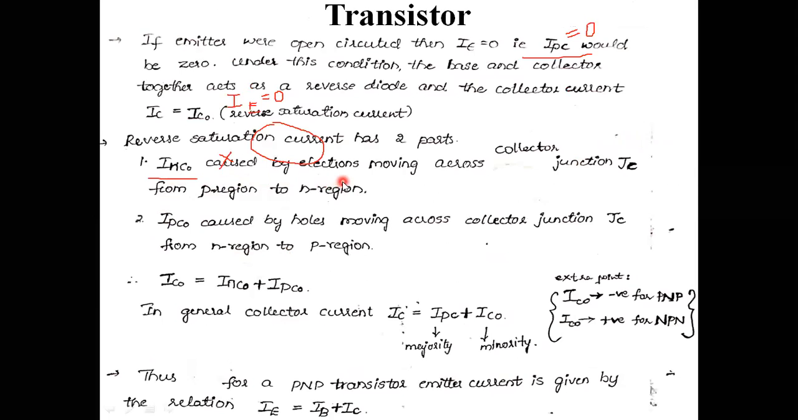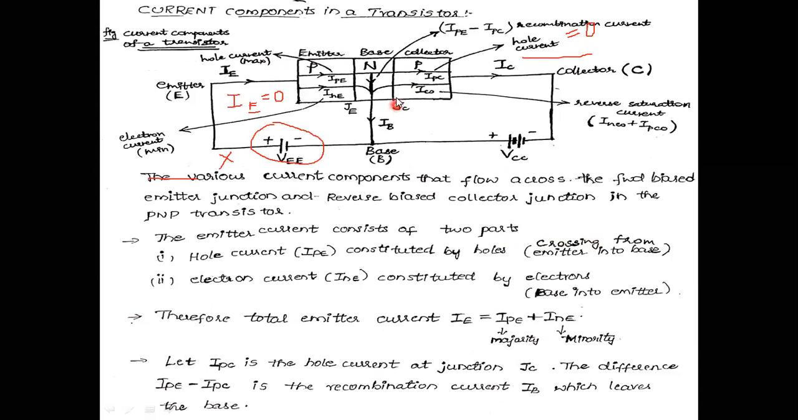INC naught caused by electrons moving across the junction JC from P region to the N region. IPC naught caused by holes moving across the junction JC only. రెండు జంక్షన్ JC దగ్గరే జరుగుతుంది. రెండు కూడా, ఆ టూ ఫ్లో ఆఫ్ ఎలక్ట్రాన్స్ మైనారిటీ క్యారియర్స్ ఫ్లో ఎక్కడ జరుగుతుంది, జంక్షన్ JC దగ్గరే. JC only. Okay, this point is very important for analyzing this circuit. Across the junction JC only the movement of minority carriers is taking place.